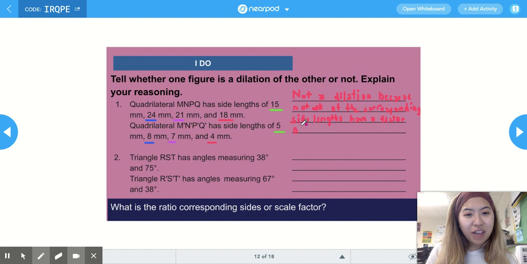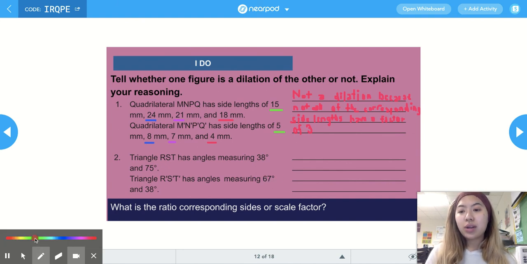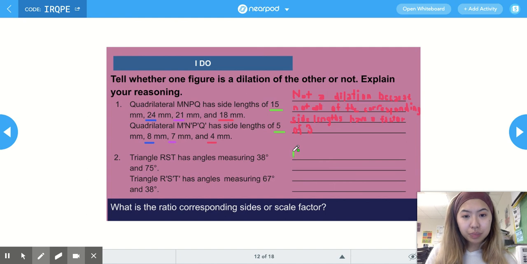This would have been a lot faster if I could have typed it in instead of writing it out. Then it says triangle RST has angles measuring 38 degrees and 75 degrees. Dilated triangle RST has angles measuring 67 degrees and 38 degrees. So right away I know that this is not a dilation because dilated figures have congruent angles.